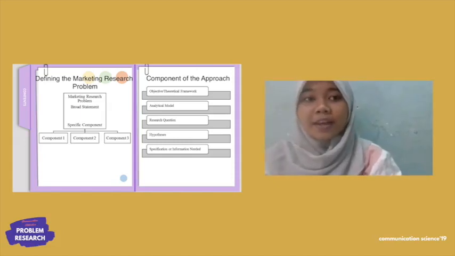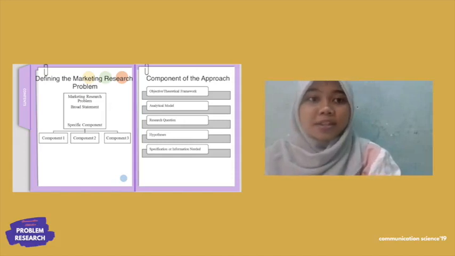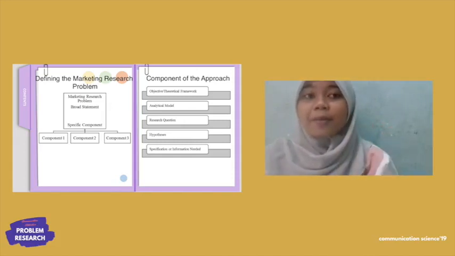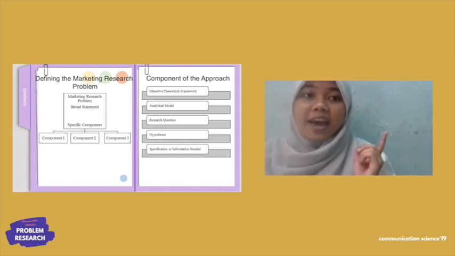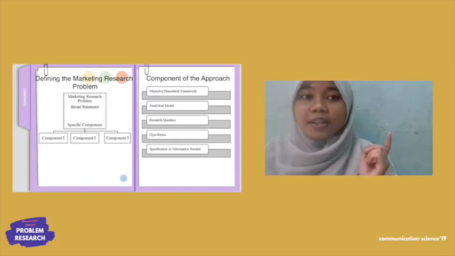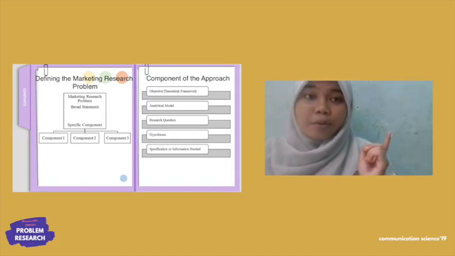Next, after gaining adequate understanding of the environmental context of the problem, the researchers can define the management decision problem and the marketing research problem. To understand, the marketing research problem should be defined. This is the distinction and link between the marketing research problem and the management decision problem.